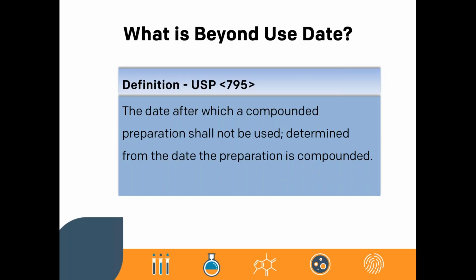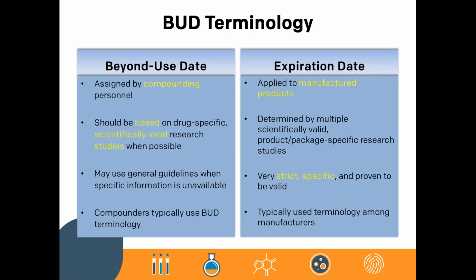So USP 795, we know in USP that's the non-sterile, whereas 797 is the sterile. And I wanted to bring the definition out from each chapter, and it's a pretty simple definition: the date after which a compounded preparation should not be used. And it's determined from the date the preparation is compounded. I think that's an important part I wanted to bring out, that when you measure it, the study should be conducted from the date that it is prepared through the time at which the test or the study is being performed. And so this is the definition according to 795.